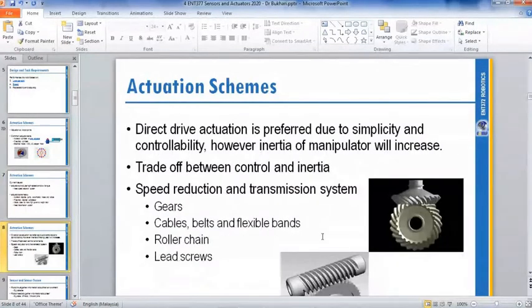This is the gearing system. Direct drive actuation is preferred for simplicity and controllability. However, the inertia of the manipulator will increase. There is a trade-off between control and inertia. Speed reduction and transmission systems include gear, cable, belt, flexible band, roller chain, lead screw. This is the type of speed reduction system. It reduces the speed and increases the torque.